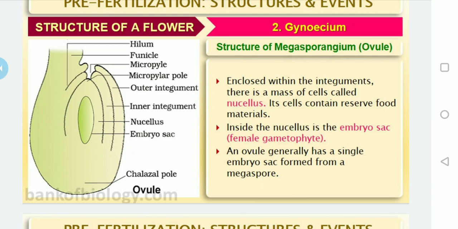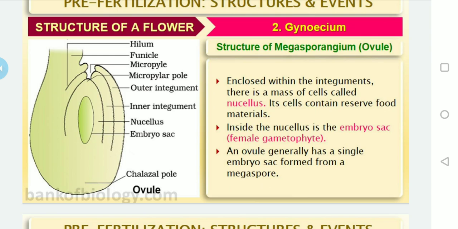Then what is present inside it? The embryo sac, which is located in the nucellus. An ovule generally has a single embryo sac formed from a megaspore through a reduction division. Reduction division, we have already discussed in earlier classes, is meiosis. The remaining things we will continue in the next class.